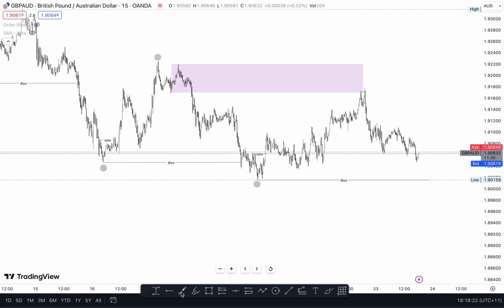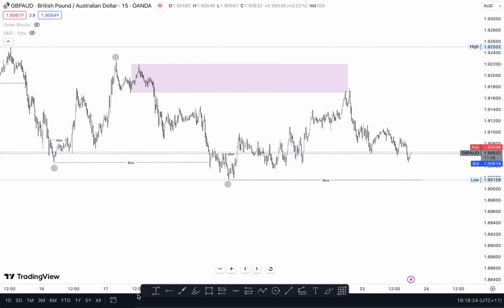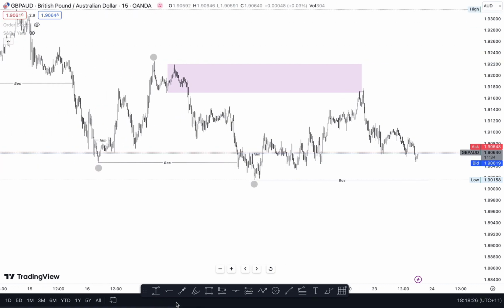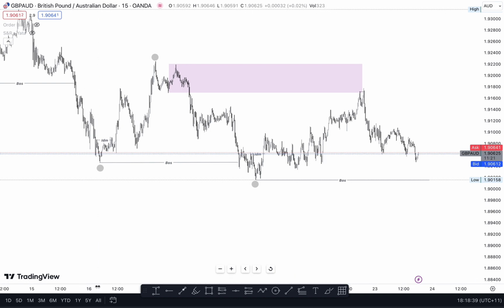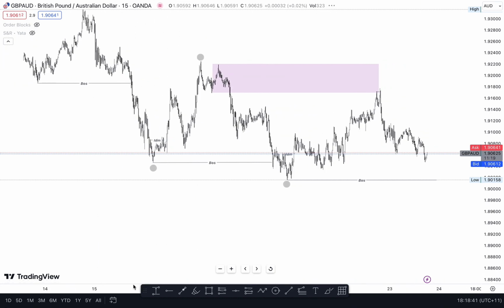We could talk about entry types in the next video, but this is how I trade from the daily time frame perspective down to the 15 minutes, and I equally take my entries here on the 15 minutes time frame. So I'm going to make more videos talking about different entry types, right?